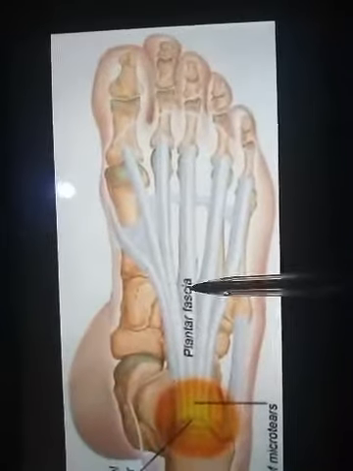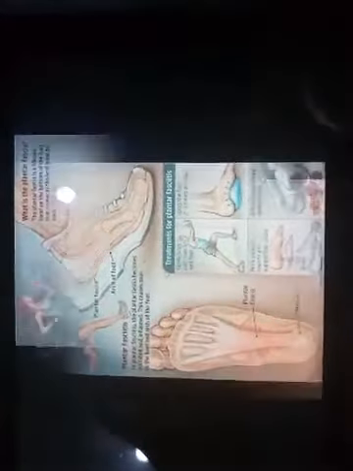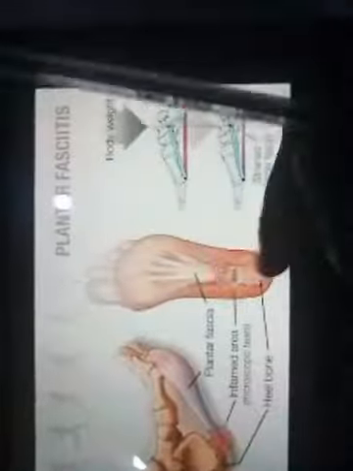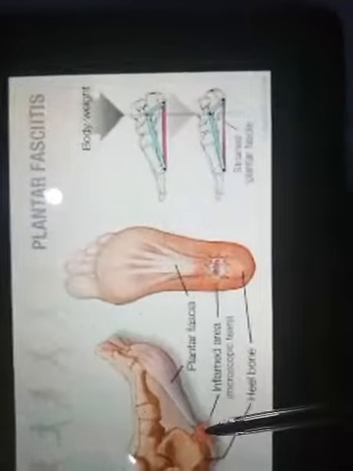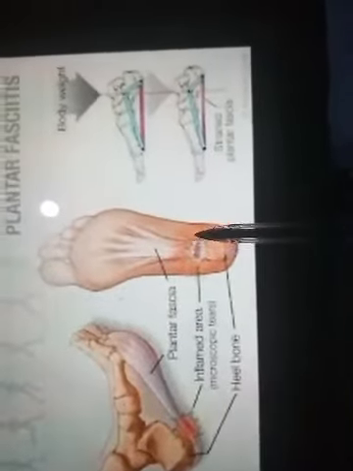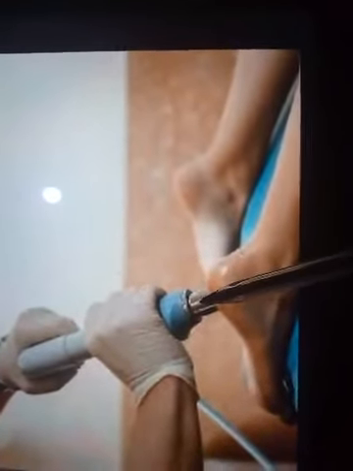This is a type of massage to help relieve any tension around the leg region. This is the plantar fascia, and you can see the injured plantar fascia there. You can see another one here. This is another ultrasound. Though it's an old type, it's also effective in helping to reduce swelling of the foot.